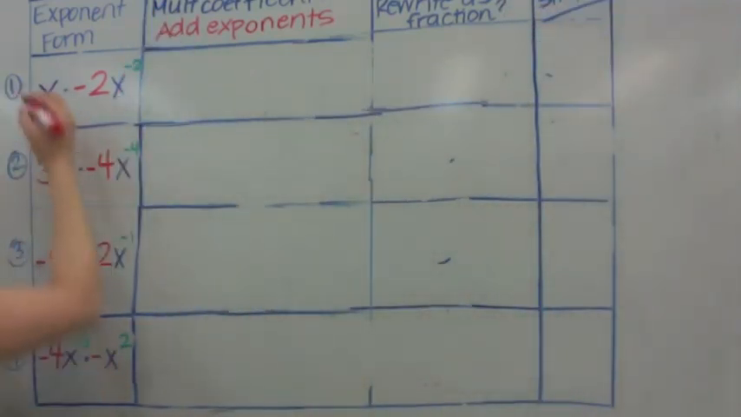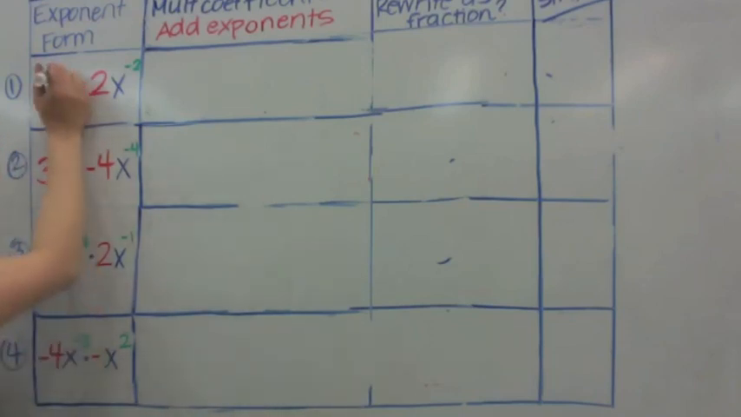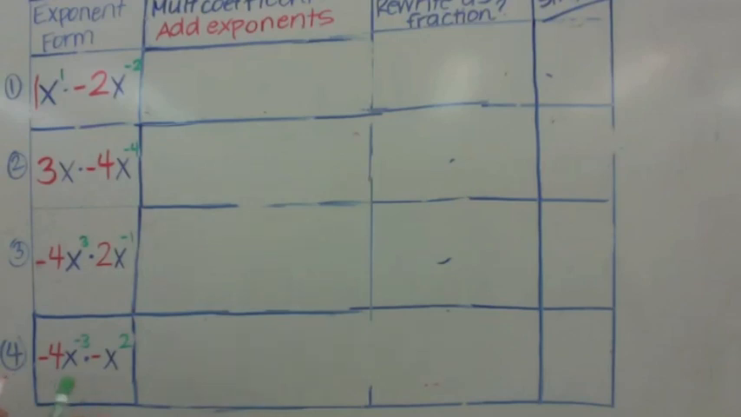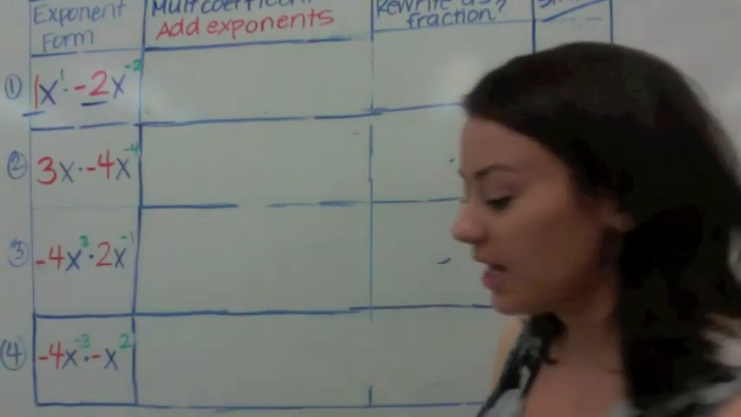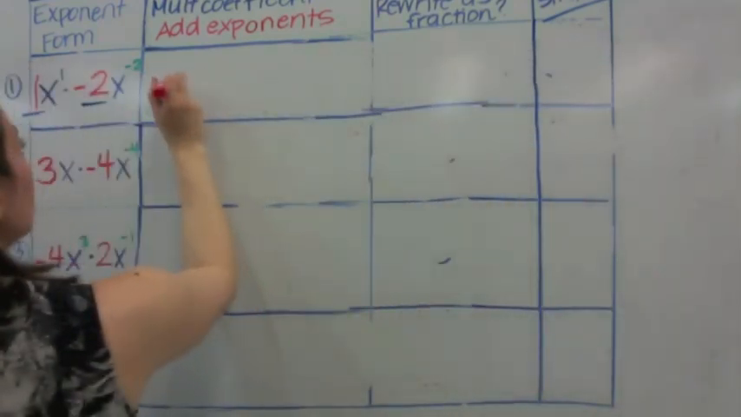So go ahead and write 1x to the power of 1. There you go. So we have 1x to the power of 1 times negative 2x to the power of negative 2. The first thing you're going to do, of course, is multiply the coefficients, the red numbers. We have 1 times negative 2. Who remembers what 1 times negative 2 is? It's negative 2. Very good.